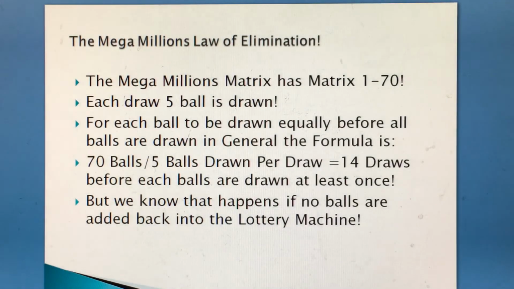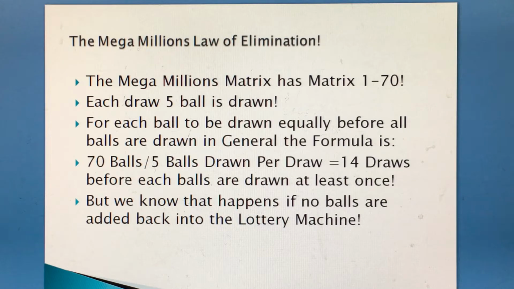Okay. Now, the law of elimination is, let's look at the law of elimination. So, using the matrix, we know there are a total of 70 matrix in the game. So each drawing, there are about 5 numbers drawn. So we have the formula as 70 divided by 5, which will give us 14 draws. So the total number in the matrix divided by number drawn will give us 14 draws.